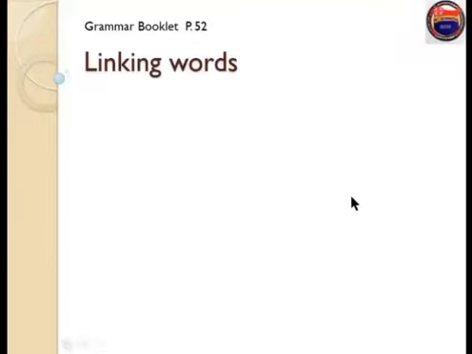Linking words. I know that all of you have an idea about linking words. You already studied them before, and you already use them in your writings, but today we are going to discuss them according to their job or function in a sentence. So let's read this part from your booklet.